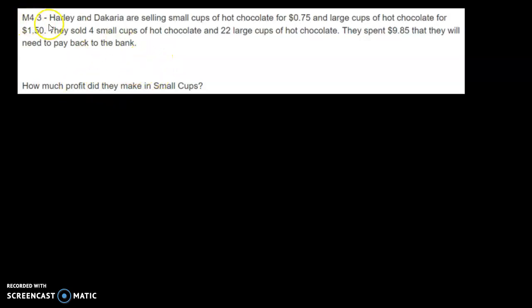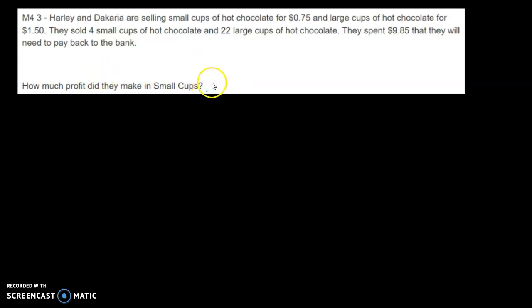For example, Harley and Dakaria are selling small cups of hot chocolate for 75 cents and large cups of hot chocolate for $1.50. They sold 4 small cups of hot chocolate and 22 large cups. They spent $9.85 that they will need to pay back to the bank. The first part, which is number 3, is just asking the profit that they made in small cups. I guess profit would be the wrong word, but it's more of what did they make in small cups.